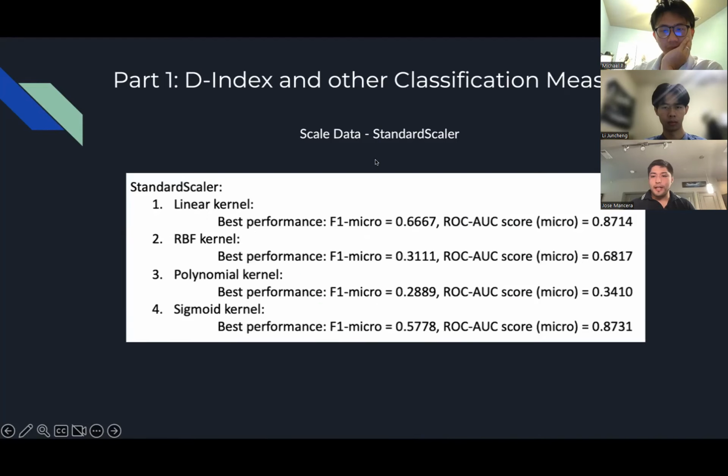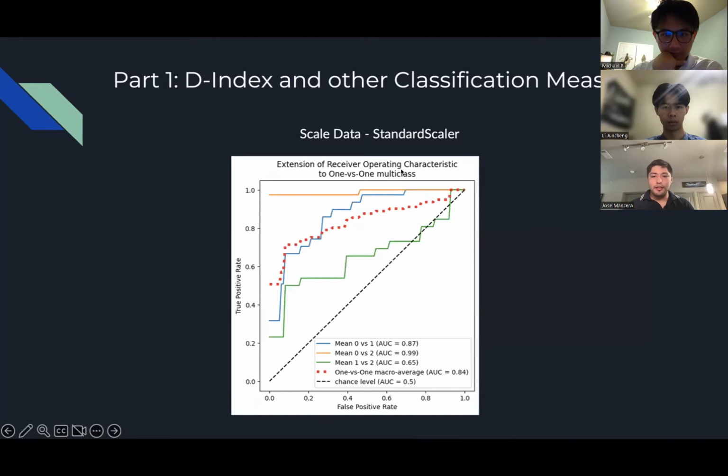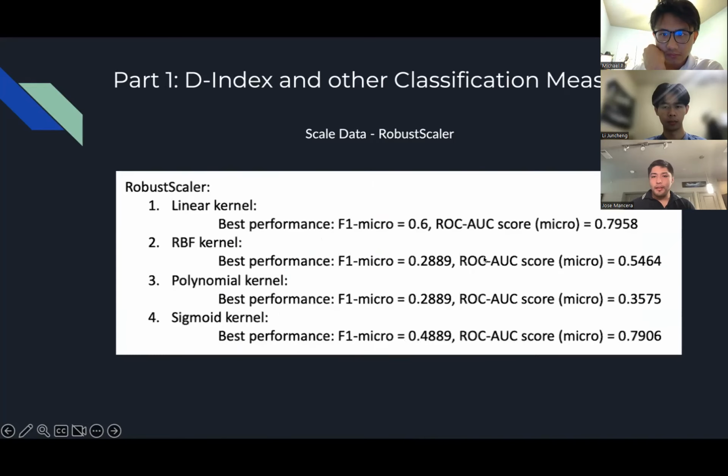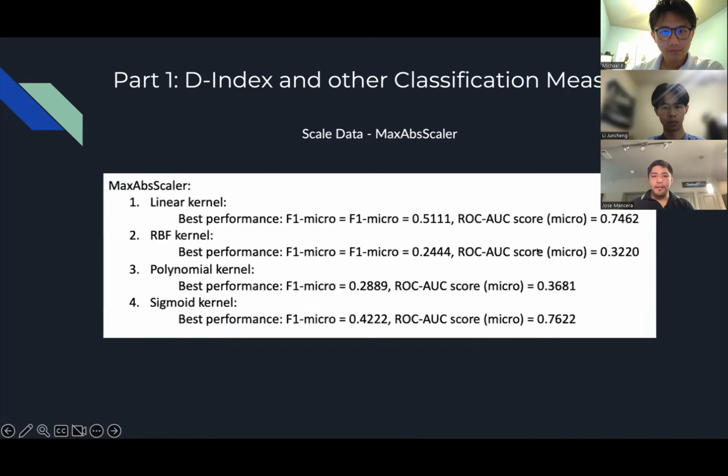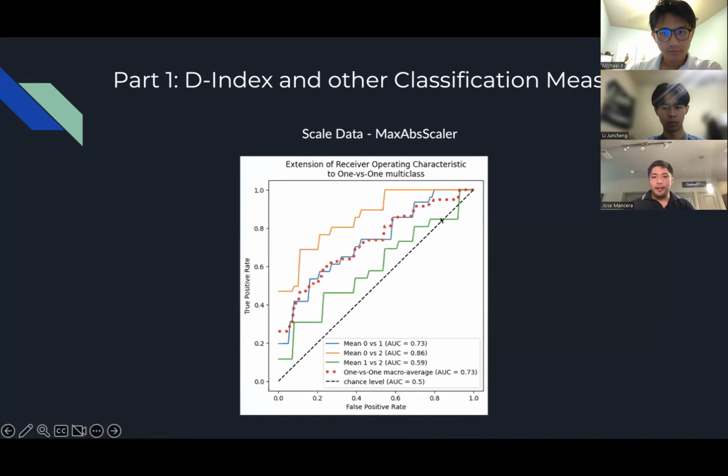And then this was just for the standard scaler. Those were the results for that, and that's the visualization for it. And then just for the robust scaler, we did the same thing. This actually was the one where as a whole, everything performed the worst, but here's a visualization for that. And then the max absolute scaler, here were the results for that. And this was the visualization.